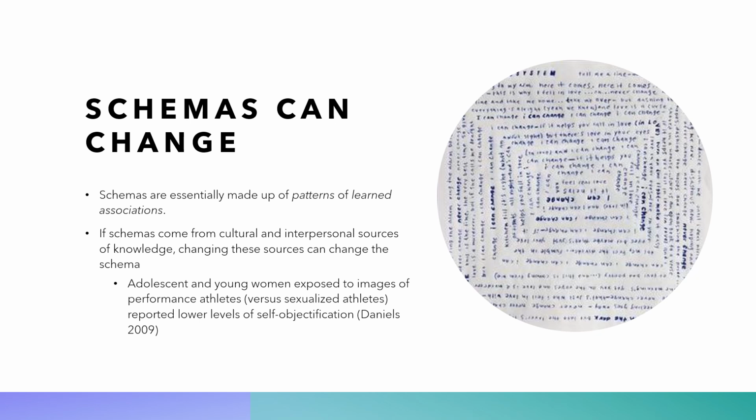Thankfully, schemas can change. So schemas are essentially made up of patterns of learned associations. And so that means any given schema you have can be relearned. So if you feel a little racist or like maybe you have some low self-esteem, realize that that can be fixed, typically through therapy. So if schemas come from cultural and interpersonal sources of knowledge, changing these sources can change the schema.